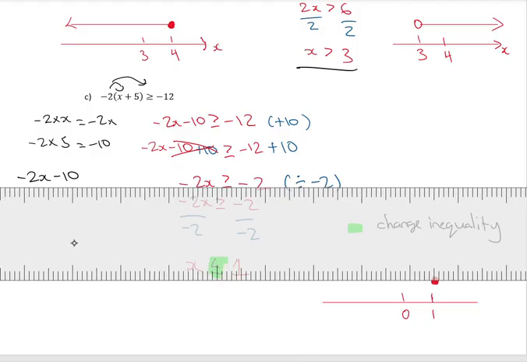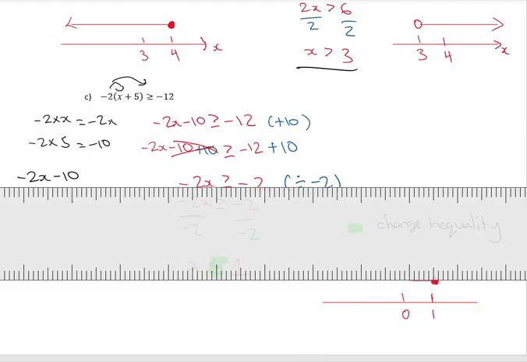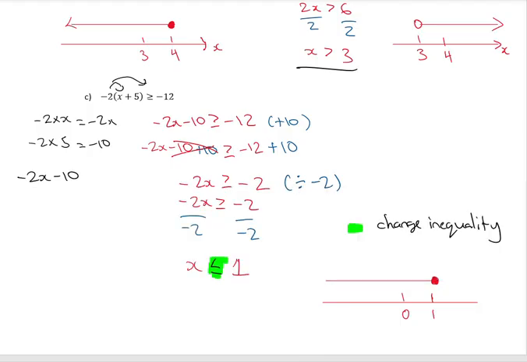Grab your ruler, look at the inequality, whichever direction that is, and then draw an arrow like that. And this is your x-axis right here. So this is how you would do it. Okay.